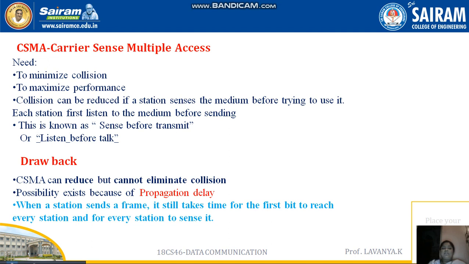This method we call sense before transmit, or listen before talk. First we have to sense, meaning we check whether the line is free or not. If it is free, we can transmit on that particular line from sender to receiver, meaning we transmit the data from one device to another device. This method is called listen before talk, or sense before transmit.